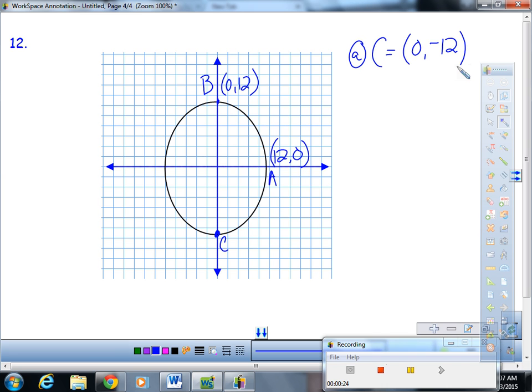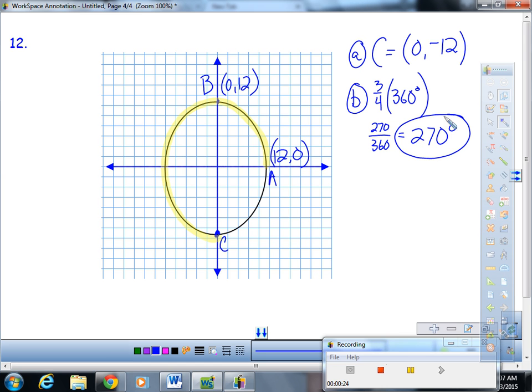Find the measure of the arc from A to B to C. Okay? Well, that's 3/4 of a circle. And we measure arcs in degrees. Keep in mind, this 3/4 is actually 270 over 360, so the answer is 270 degrees.